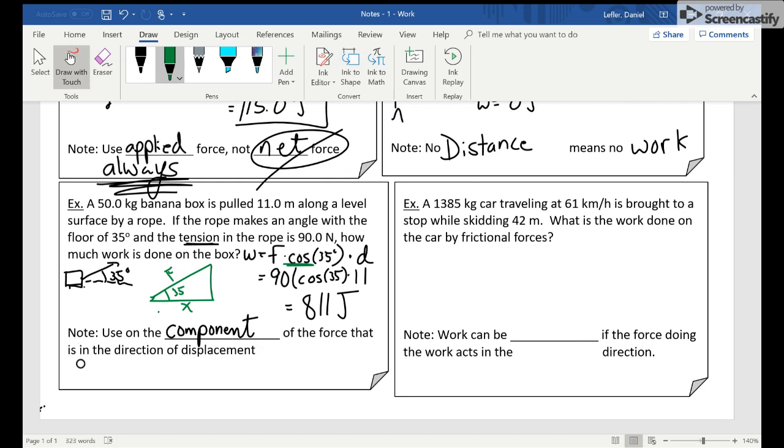All right, on our last example here, a 1,385 kilogram car is traveling at 61 kilometers an hour, and I'm going to stop right here, and I'm going to convert that. So remember, you need to divide this number by 3.6, and you get 16.9, and then 4 repeating, so we're just going to call it 16.9. Is brought to a stop while skidding 24 meters. We want to know how much work is being done on the car by friction.